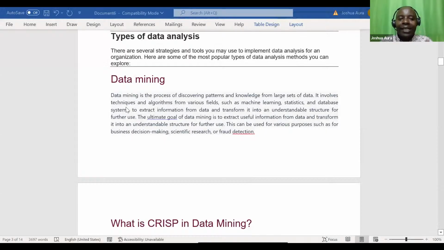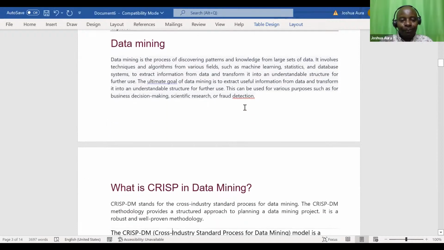So I'm repeating again that data mining is a process of discovering patterns and knowledge from large sets of data. It involves techniques and algorithms. We shall be able to understand what algorithms are, from various fields, such as machine learning, statistics, and database systems, to extract information from data and transform it into an understandable structure for further use. That is very important to me.